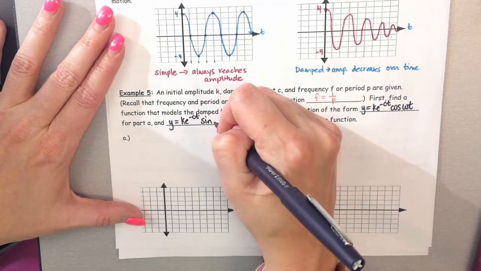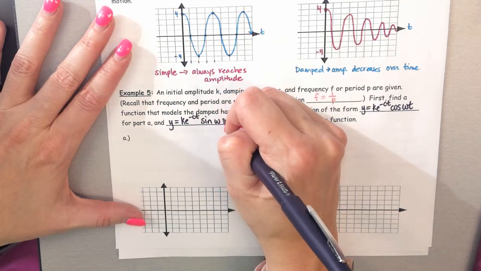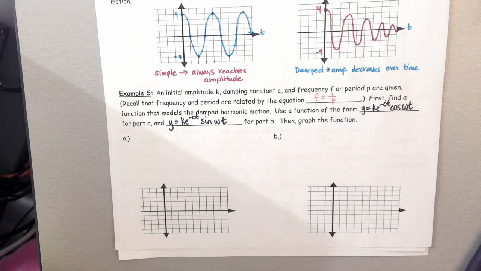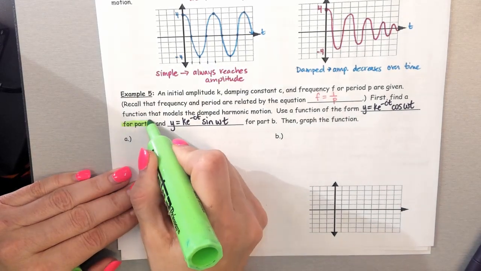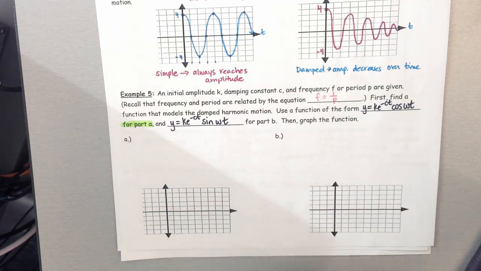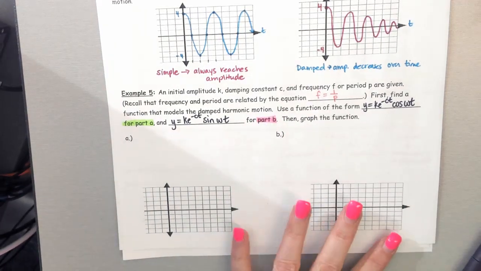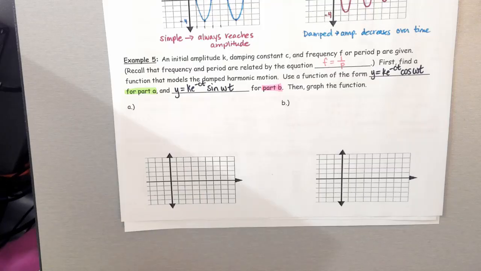Okay, the form will be in the equation. For part B, we're going to use sine. Part A is cosine, and part B is going to be sine. And then we're going to graph those.